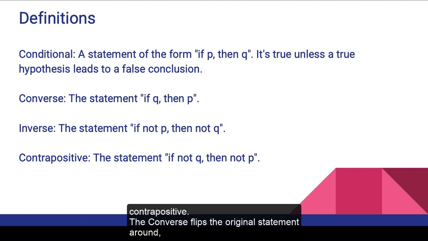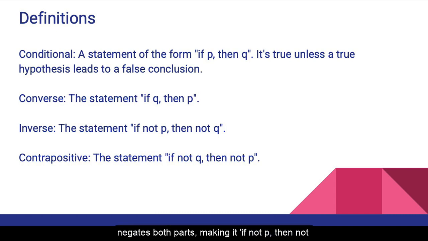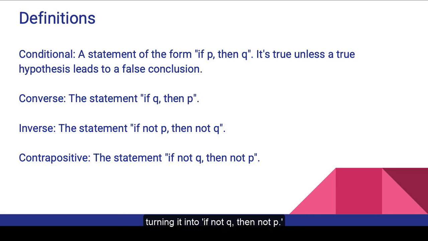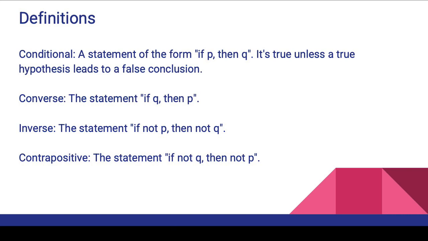The converse flips the original statement around, changing it to if Q, then P. The inverse negates both parts, making it if not P, then not Q. The contrapositive both flips and negates, turning it into if not Q, then not P. Understanding these different forms will help you dissect arguments, simplify expressions, and ensure that your reasoning is rock solid.